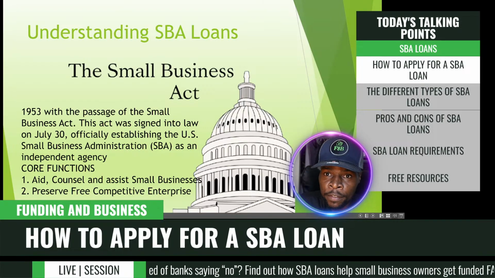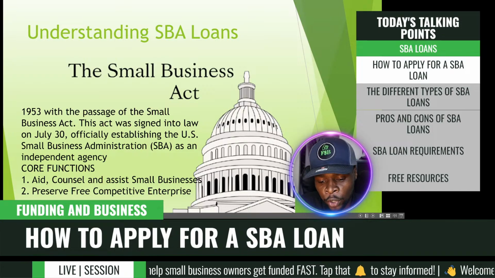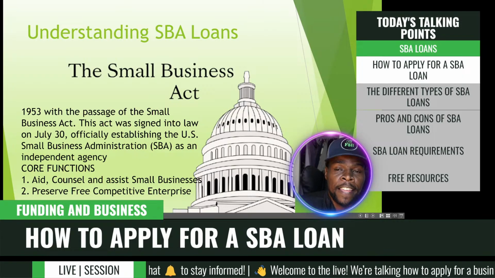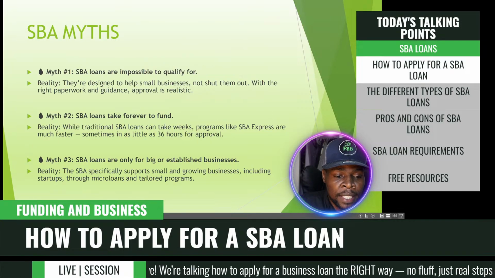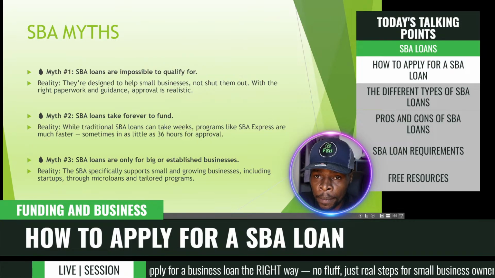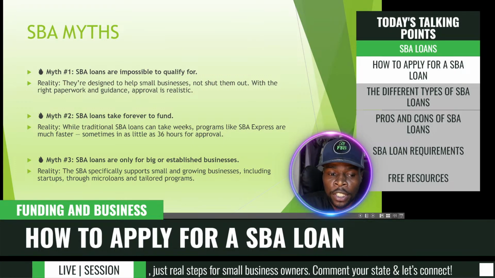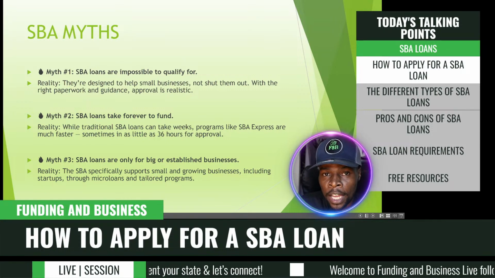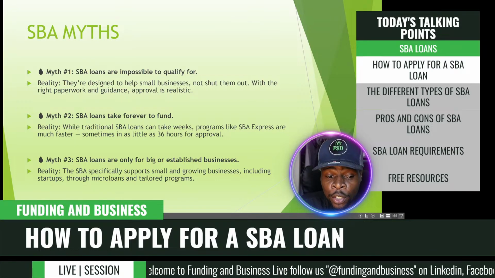Because if they find out that you haven't actually tried to apply elsewhere, they deny it, because you should have exhausted other places and then now try the SBA loan, based on most lenders. So the other myth is that SBA loans take forever to fund, but that's not true. Once you understand the different types of SBA loans, as we shall discuss in the video, there's some types of SBA loans that actually take 36 hours to get approved and 30 days to get funded.